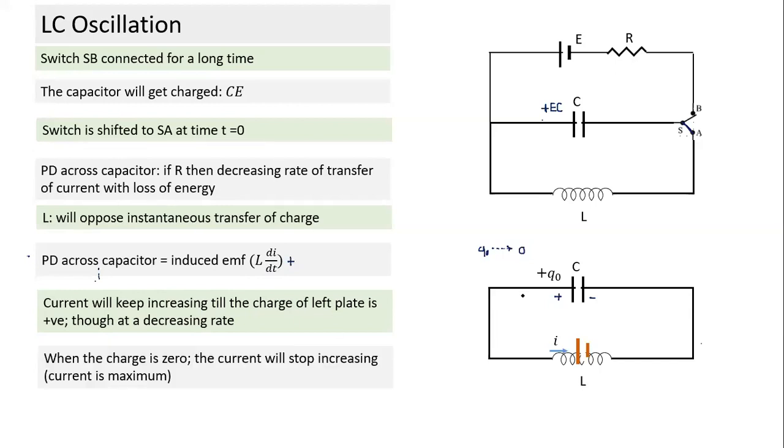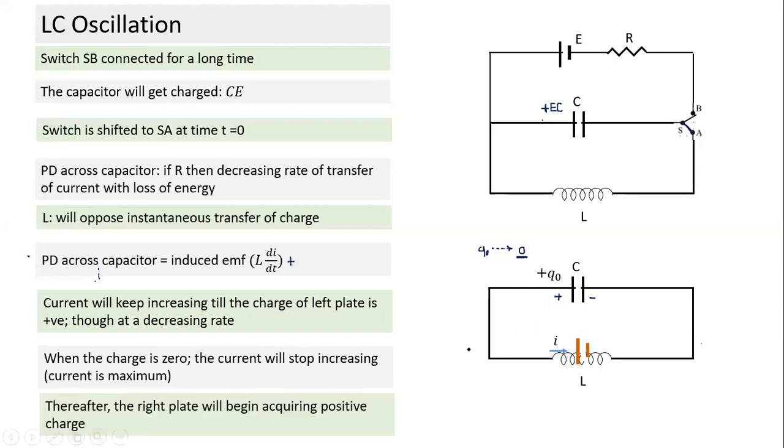When the charge becomes 0, the potential difference across the capacitor is 0, which means L di by dt is equal to 0. What does di by dt equal to 0 mean? The current is maximum. So when the charge becomes 0, the current stops increasing and reaches its maximum. This is somewhat similar to what happens in a mass-spring system. Let's see what will happen thereafter.